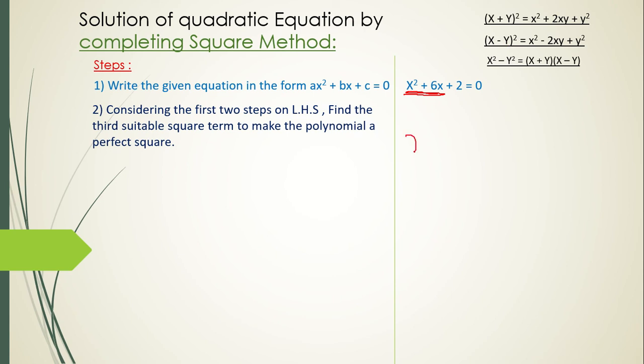Now these first two terms of this question, x square plus 6x, you have to compare with the first two terms of the formula. So you will get x square plus 2xy. Now what are we doing? We are trying to find a term to complete a square here.